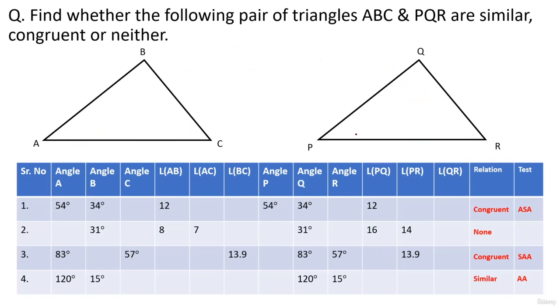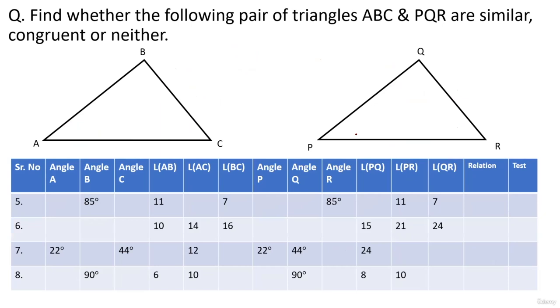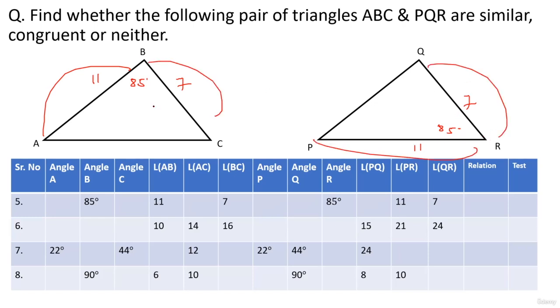Let's go on to the next question, guys. The fifth one says angle B is 85 degrees, length of AB is 11, length of BC is 7. Same way, angle R is 85 degrees, PR is 11, QR is 7. Very clearly you can see that the two sides AB and PR are equal. BC and QR are also equal, and the angle in between them is 85, same, right? So the triangles will be congruent by the side angle side test, right?